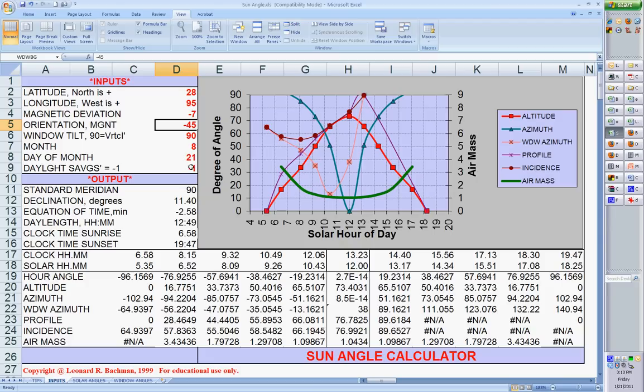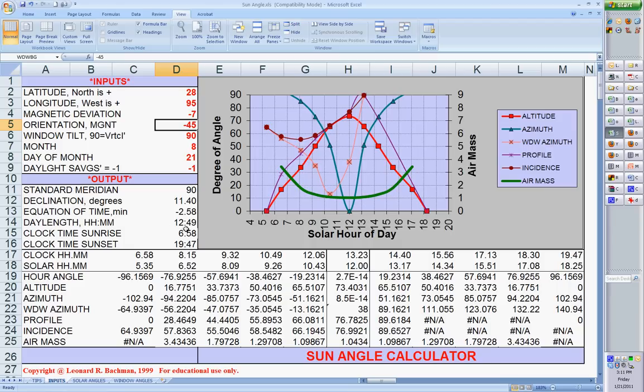and solar time. For outputs, we get the calculation of the standard meridian given the local longitude, the Earth's declination, its tilt towards or away from the plane of the Earth's orbit around the Sun, the equation of time for the day in question, how long the day is in hours and minutes from sunrise to sunset, and the time of sunrise and sunset in clock time.